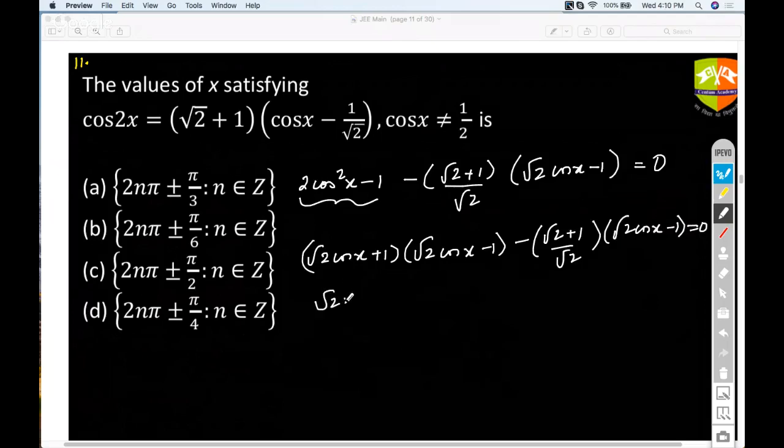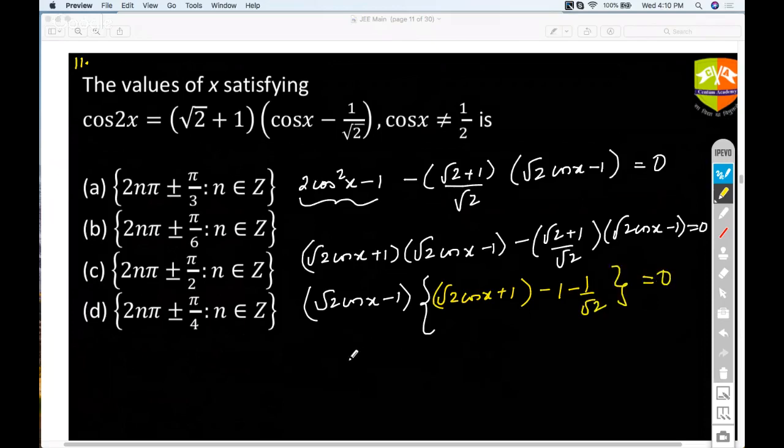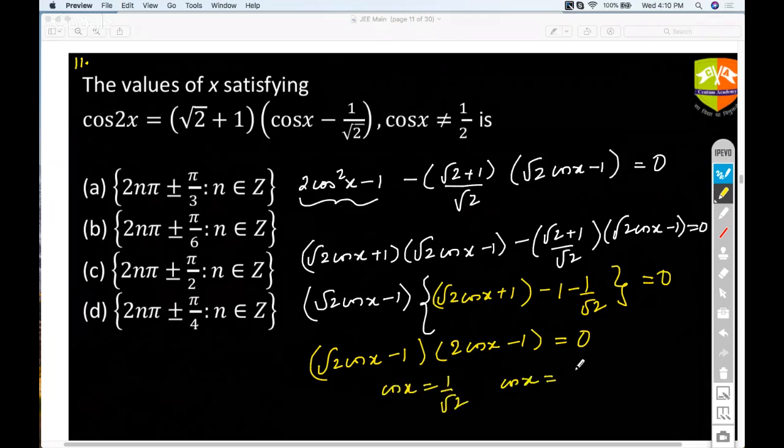You can take root 2 cos x minus 1 as common. Correct? And you'll end up getting root 2 cos x plus 1 minus 1. So this gives you root 2 cos x minus 1 times 2 cos x minus 1 equal to 0. So your cos x can be 1 by root 2 or your cos x can be half.